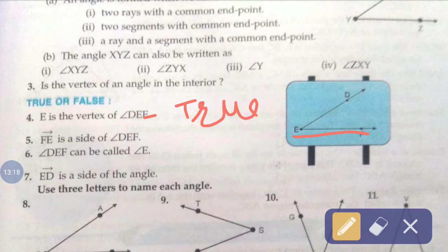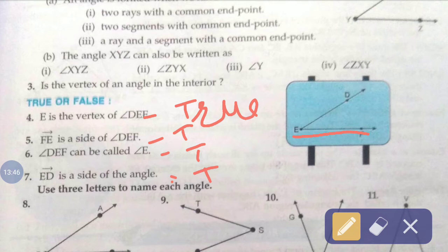Then angle DEF can be called angle E. Yes, that is also true. So this is also true. Then ED is the side of the angle. Yes. Sorry, ED is the side of the angle. All the statements are true.